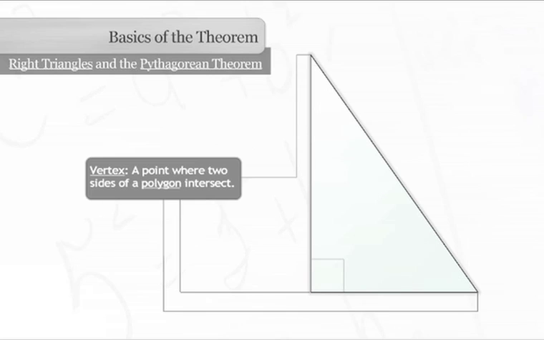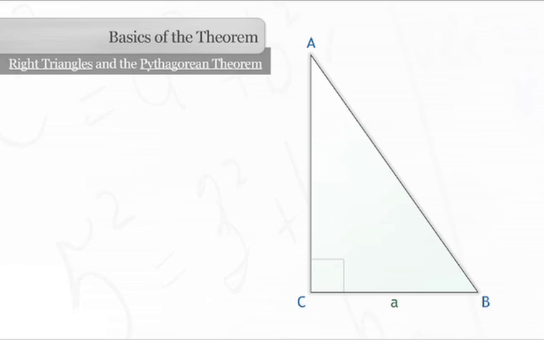This triangle's vertices, or the points where the sides intersect, are labeled as capital A, B, and C. Note that angle C is the 90-degree angle. The sides of the triangle are labeled based on the label of the vertex opposite them. Side A is opposite vertex A, and side B is opposite vertex B.